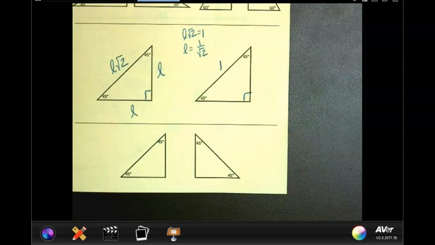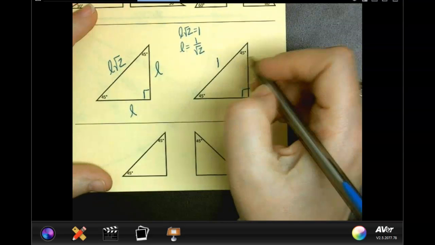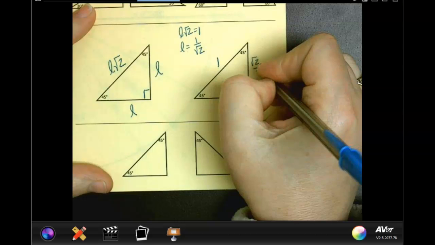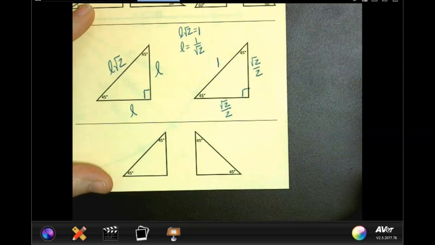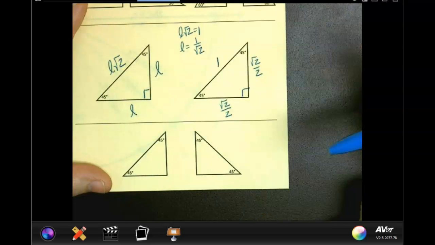There you go. All right, so it would be what now? Good. Square root of 2 over 2. Square root of 2 over 2. Okay. Everybody good with all that? Makes sense, right? Old business.